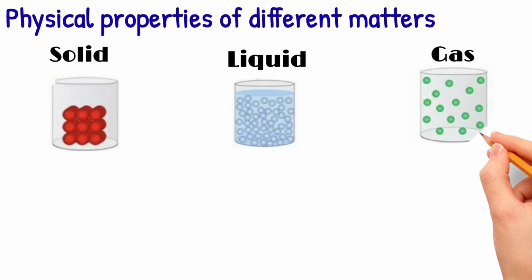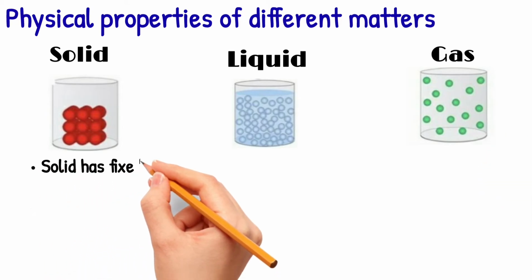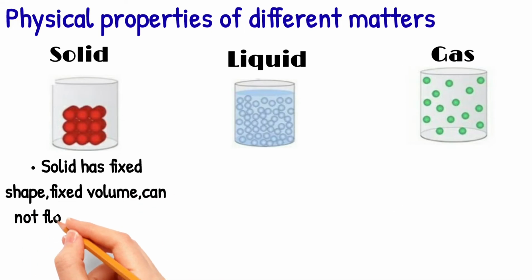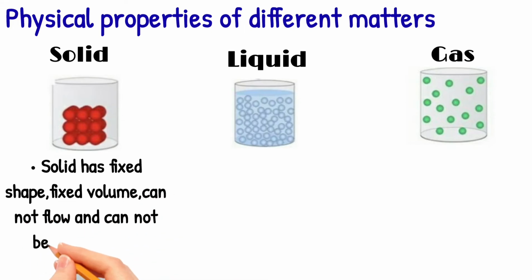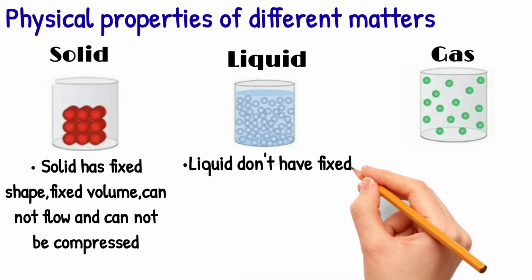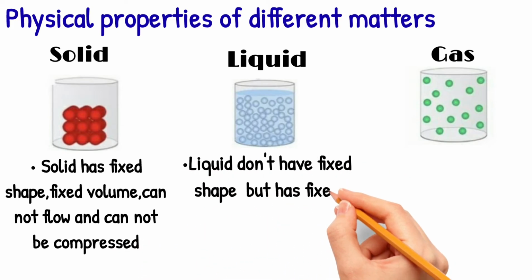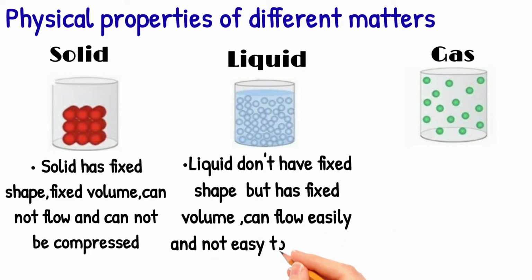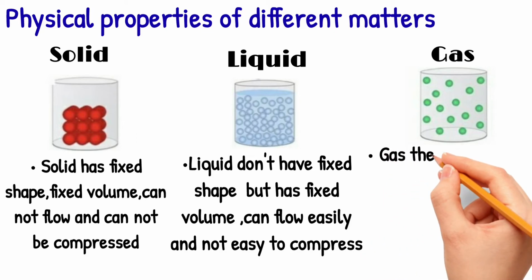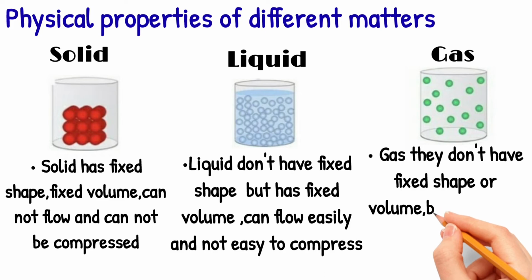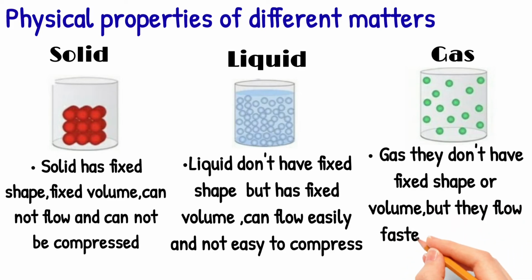So let's talk about solid. Solid has fixed shape, fixed volume, but cannot flow and cannot be compressed. And for liquid, they don't have fixed shape but have fixed volume and can flow easily and cannot be easily compressed. And for gas, they don't have fixed shape or fixed volume, but they flow faster and can be compressed.